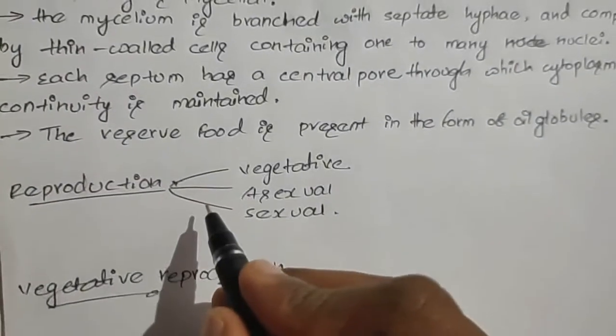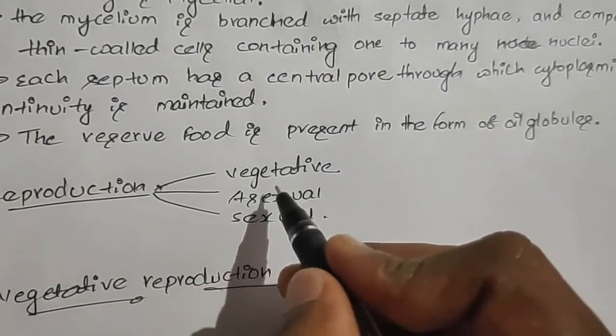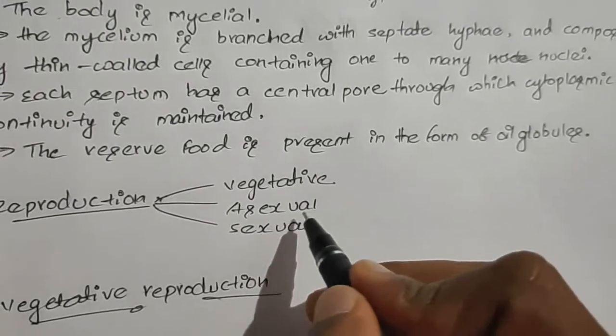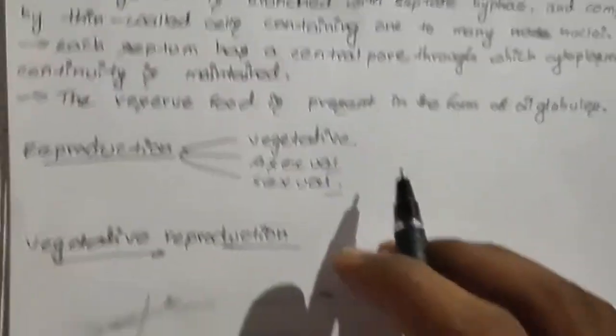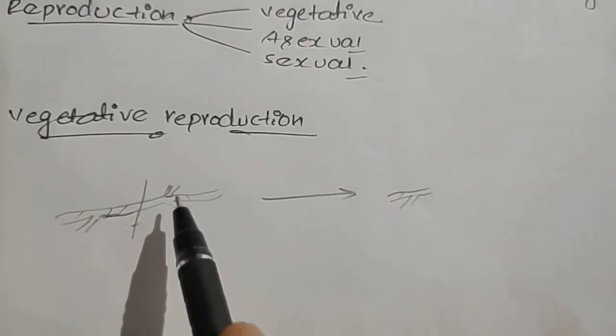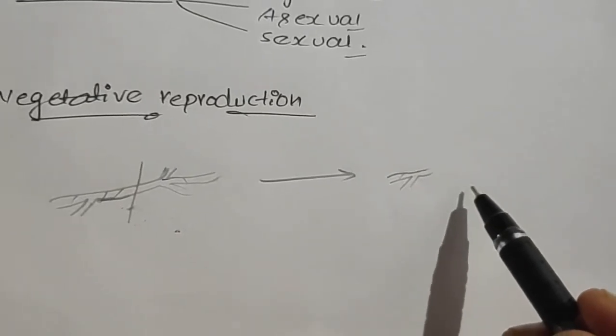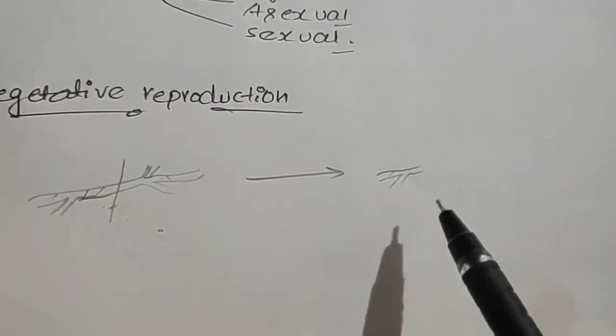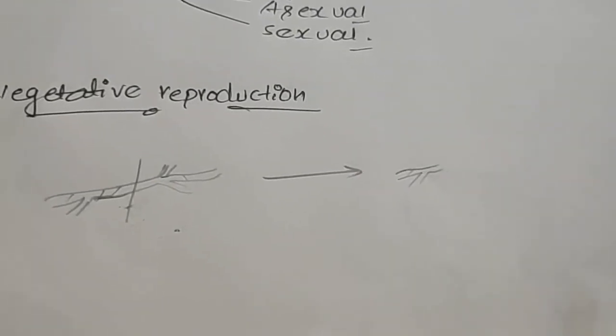Now the reproduction. Reproduction in Penicillium is seen in three types: vegetative reproduction, asexual reproduction and sexual reproduction. Vegetative reproduction takes place by accidental breakdown of the vegetative mycelium. When the mycelium breaks, it forms two or many fragments, and each fragment grows into a new mycelium, from which a new Penicillium grows. This process is known as vegetative reproduction.